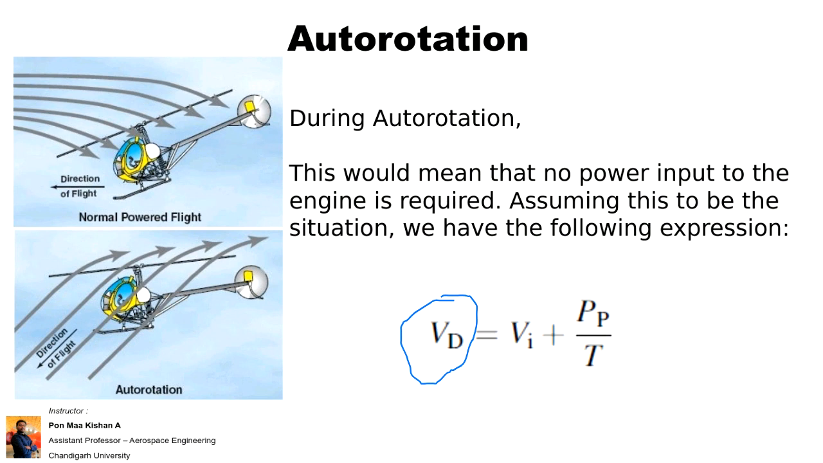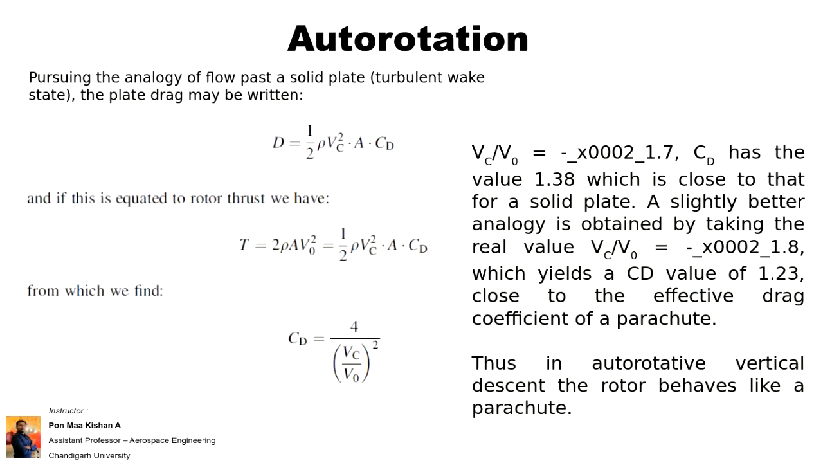So of course the power has to be produced by the rotor, and it has to overcome the profile power also. Okay, because the fuselage is there. So that much velocity we need to generate to maintain the auto rotation.